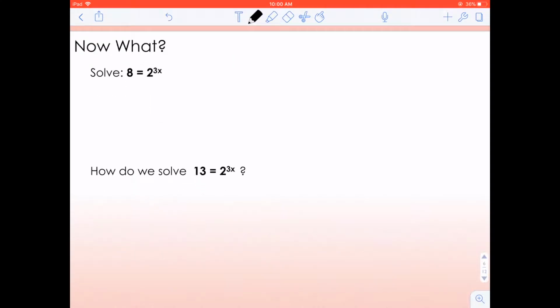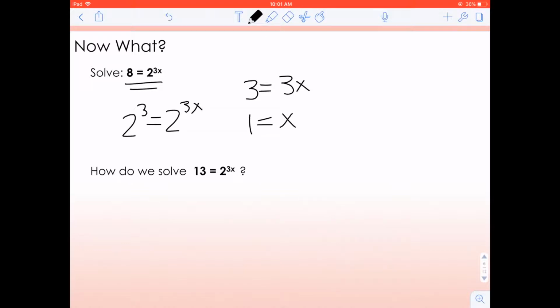Okay, so what if we can't rewrite these problems? So for example, when we solve this, you guys know that we can write 8 as 2 to the 3rd equals 2 to the 3x. So 3 equals 3x. So 1 equals x. You guys have been doing that for a long time now. Okay, but what happens when we can't rewrite our number on the side with the same base as this one? Right? There's no way we can write 13 as 2 raised to something.